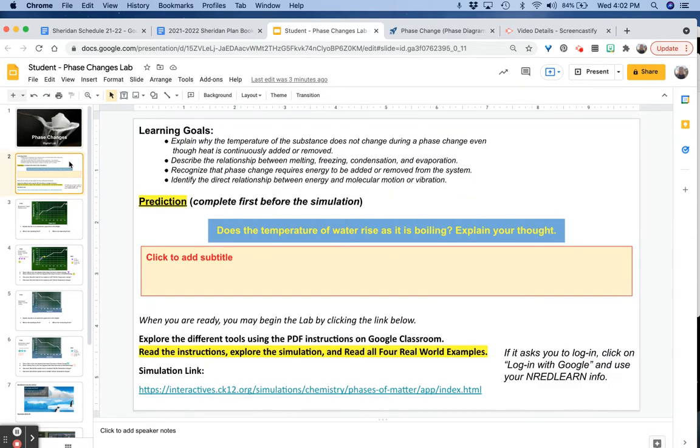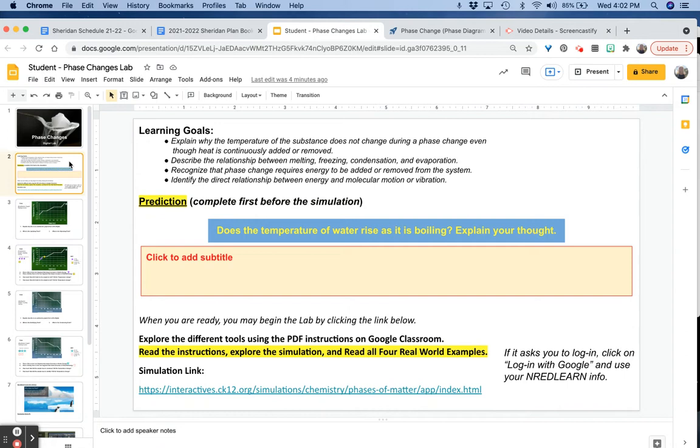So our learning goals today is to explain why the temperature of the substance does not change during a phase change, even though heat is continuously added or removed. We're going to look at and analyze a heating curve and cooling curve. Sometimes scientists call them an endothermic and exothermic curve. Those are vocabulary words that are actually coming up in our next unit. But for our purposes in the States of Matter unit, we say heating curve and cooling curve. And I'll talk more about that in the next couple slides.